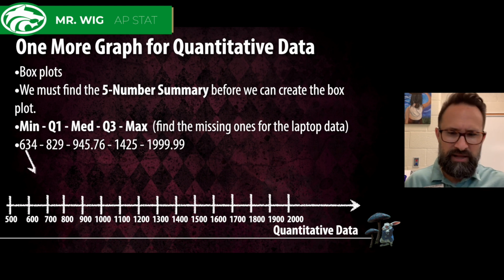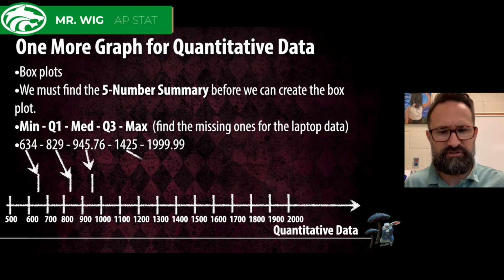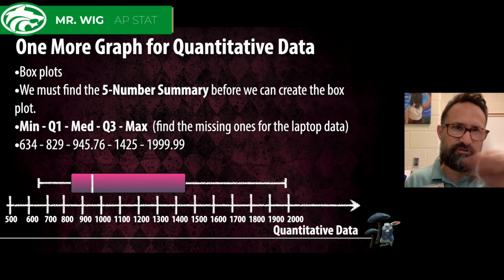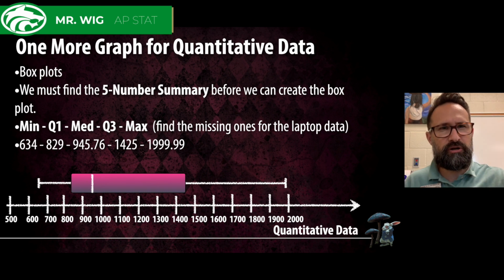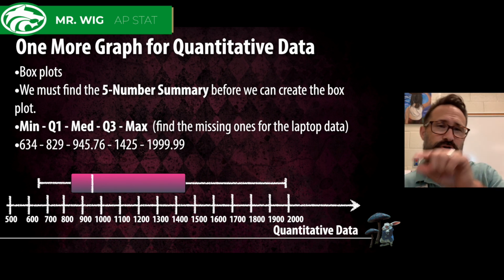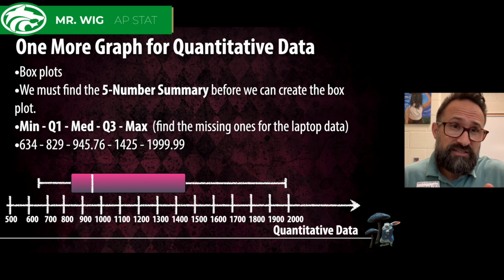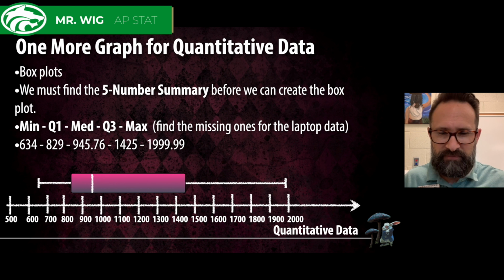So make your number line, put those 5 numbers down like you see here, and then create your little boxes, right? So the Q1 and Q3 are the ends of the box. The median is always going to be the one in the middle, which also could be one of the edges of the box if you have enough numbers to repeat. And then here's my box plot.